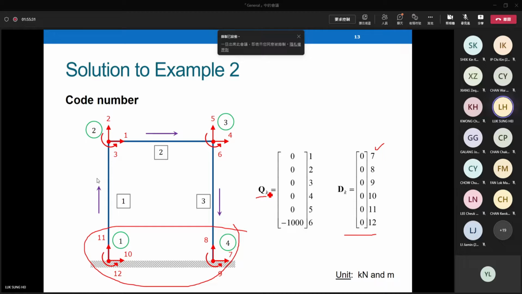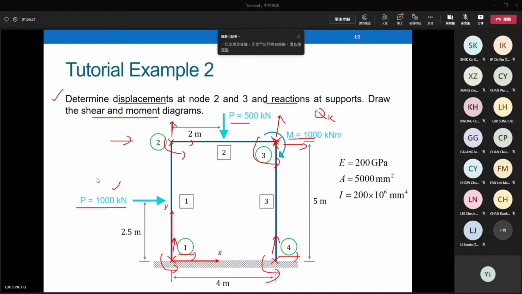Then you go back to the corresponding directions 1, 2, 3 to see if there is any concentrated force or concentrated moment applied at those positions. Direction 1, 2, 3, 4, 5, 6. Then you go back to see if there are any force or moment along these 6 directions. There's no force, no moment. So Q1, Q2, Q3 should be 0.